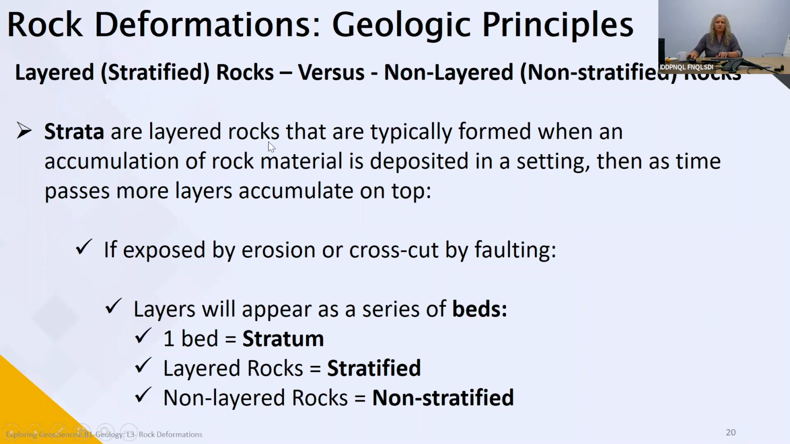Strata are layered rocks that are typically formed when an accumulation of rock material is deposited in a setting. Then as time passes, layers accumulate on top. So strata are the equivalent of beds in our rock. One bed is called a stratum. Layered rocks are called stratified, and non-layered rocks are called non-stratified.